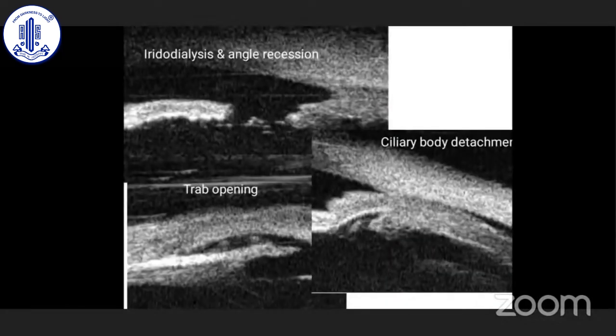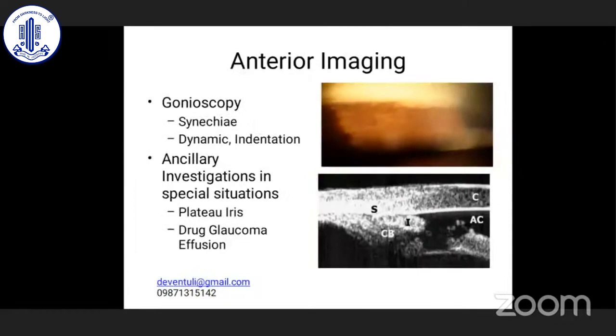Traumatic glaucoma: you can see very nicely the split-up ciliary muscle showing angle recession, and there's also an iridodialysis. A trab opening is very easy to pick up. You can see the drainage in the filter. And look at the last one on the right side: it's showing a ciliary body detachment, and that caused a persistent hypotony. But a similar picture you can get in ciliary effusion, where you suspect drug glaucoma. So anterior imaging, I think this is the last slide, ma'am.